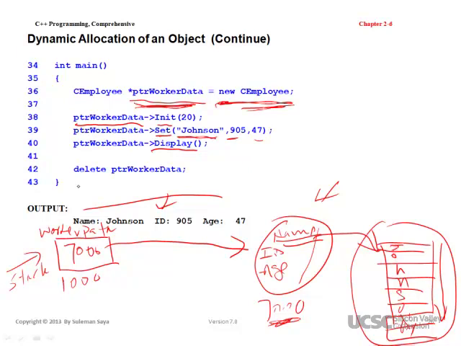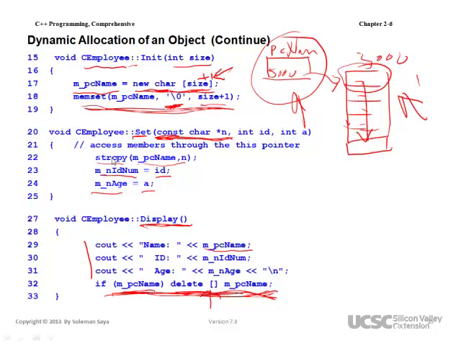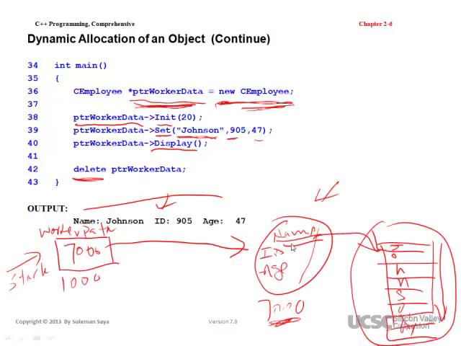Now this delete is for what? The delete that you just saw. So let's go back to display. This delete is for removing the array from the heap, this array. And then this delete is for what? This delete is to remove the data object pointed to by this PTR worker data. So this is for deleting this object.